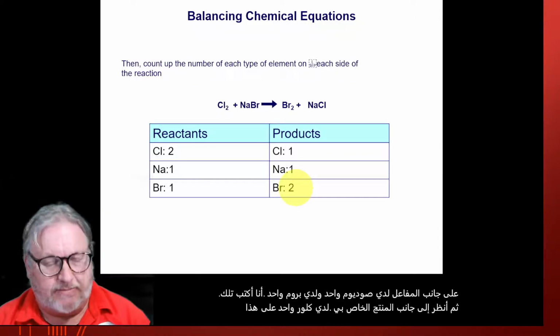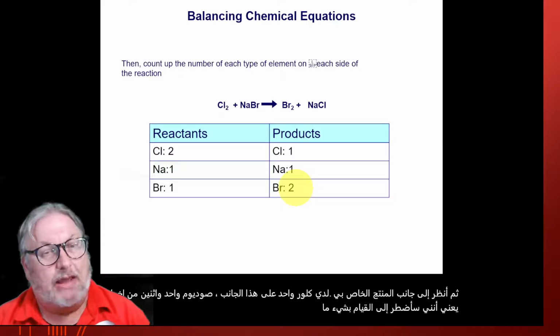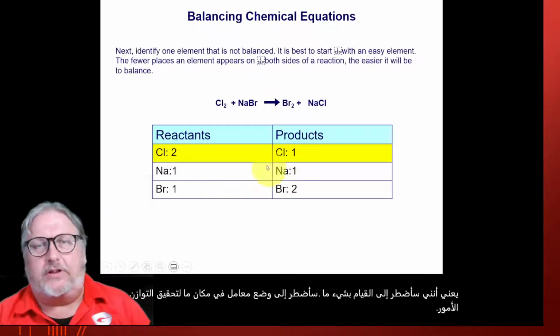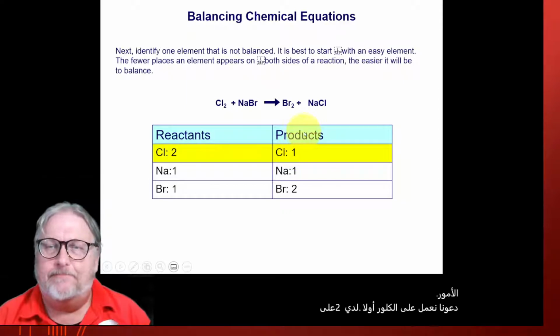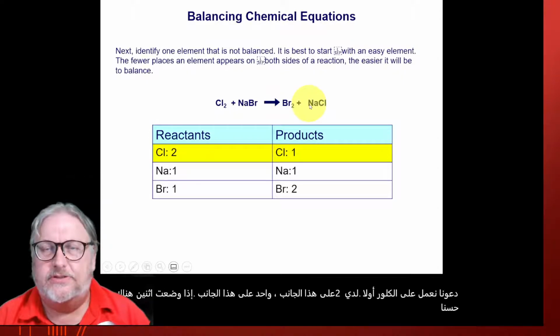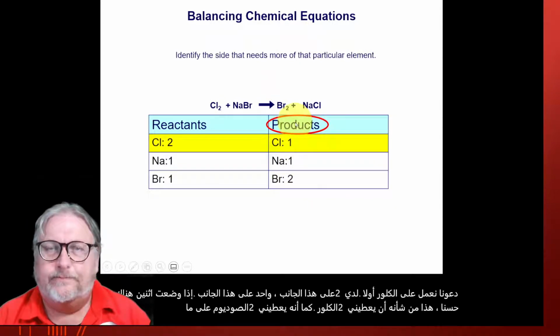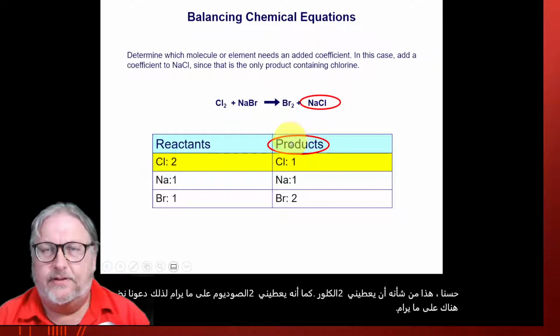I'm going to have to put a coefficient somewhere to balance those out. So let's work on chlorine first. I've got 2 on this side, 1 on that side. If I put a 2 there, that would give me 2 chlorines. It would also give me 2 sodiums. So let's put a 2 there. So we need more on the product side.